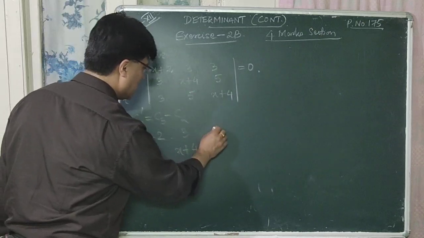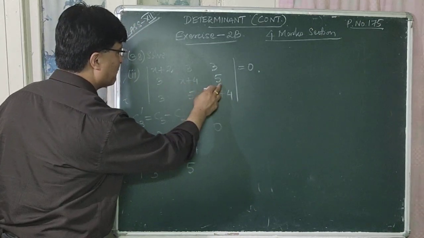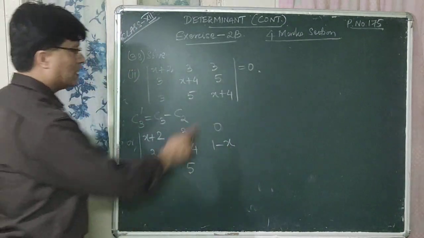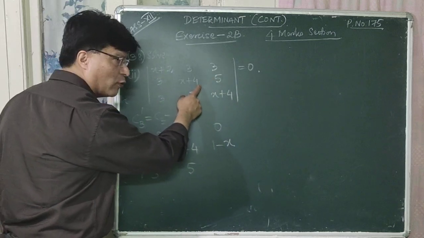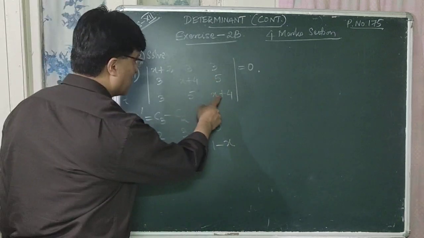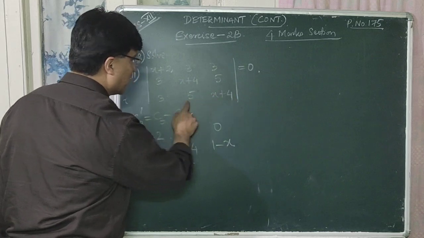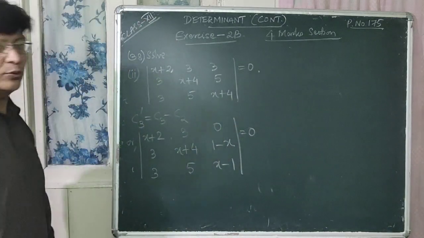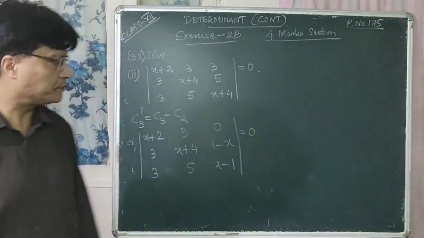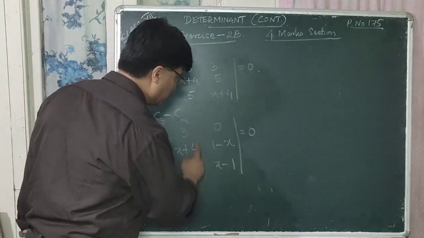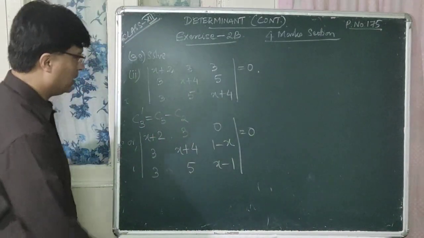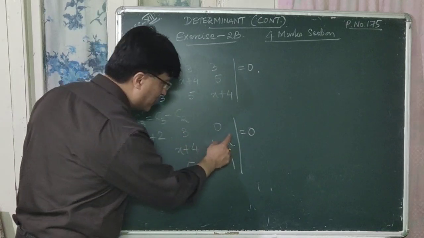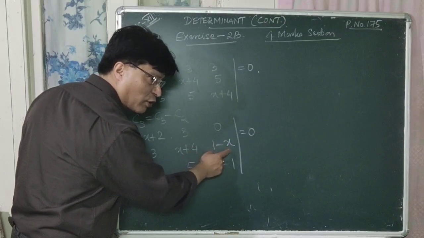3 minus 3, 0. This minus this, 5 minus x minus 4, that is 1 minus x. Is that right? Actually it is 5 minus x minus 4, that is 1 minus x. Then again C3 minus C2, x plus 4 minus 5, that is x minus 1. Is that clear now? So in the third column, the elements are 0, 1 minus x, x minus 1. But we can make it again x minus 1 by taking minus common, isn't it?